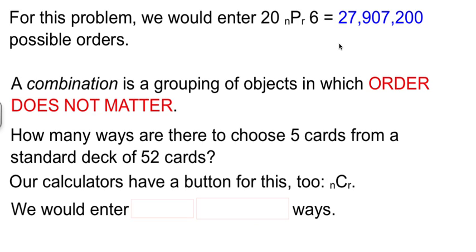Now we've talked about where order does matter. There's another situation where order doesn't matter. And we call that a combination. To do combinations, it would be like if I said the first 4 finishers in the race are on the Olympic team. Doesn't matter whether I finish first, second, third, or fourth. If I make the top 4, I'm on the team. That would be a combination.